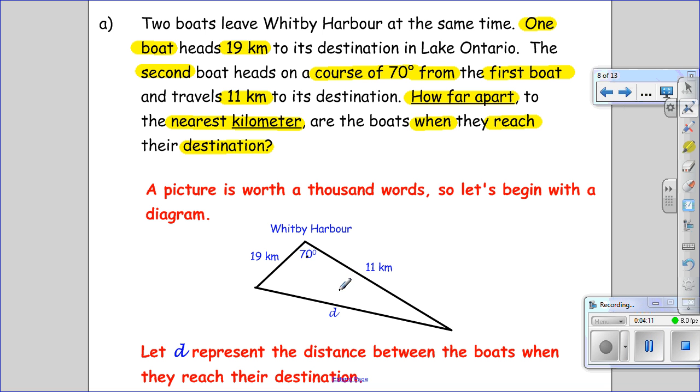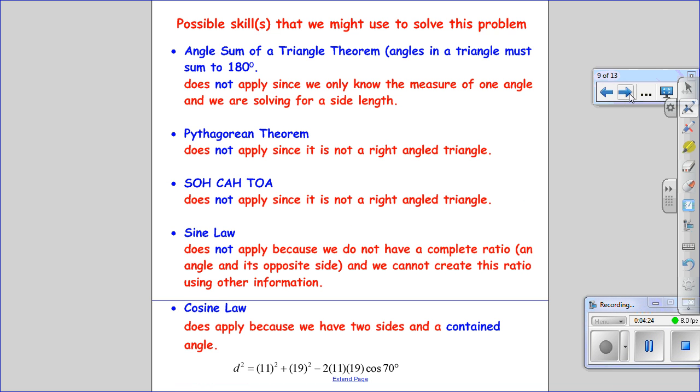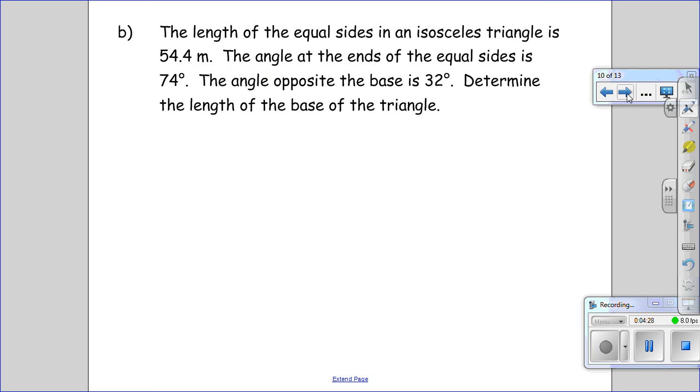I can't use angle sum of a triangle theorem because I'm looking for a distance, and I can't use it to find the other angles, not yet. I can't use SOHCAHTOA because it's not a right triangle. And I can't use Pythagorean theorem because it's also not a right triangle. So we're going to work on cosine law and how we can make it work.